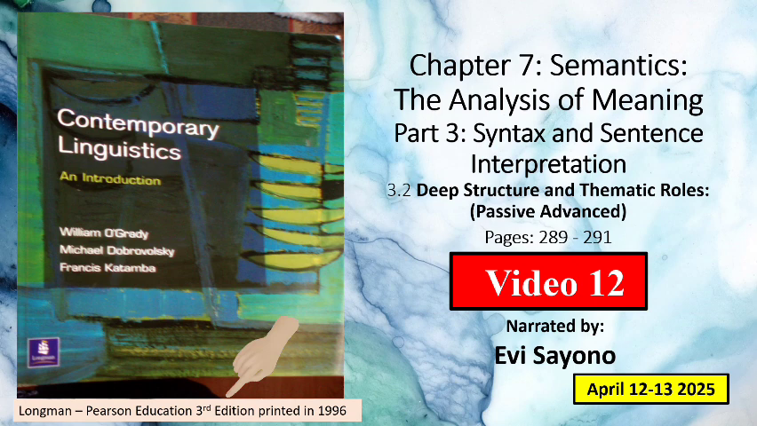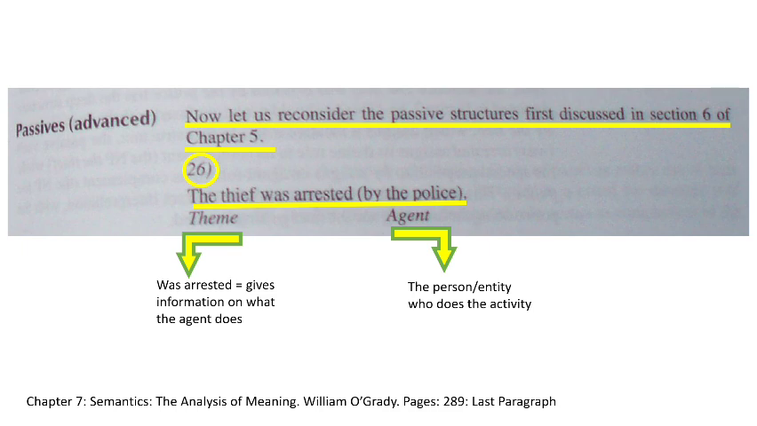Chapter 7, Semantics, The Analysis of Meaning. Part 3, Syntax and Sentence Interpretation. Part 3.2, Deep Structure and Thematic Roles. Passives, Advanced, pages 289 up until 291. Now, let us consider the passive structures first discussed in Section 6 of Chapter 5.